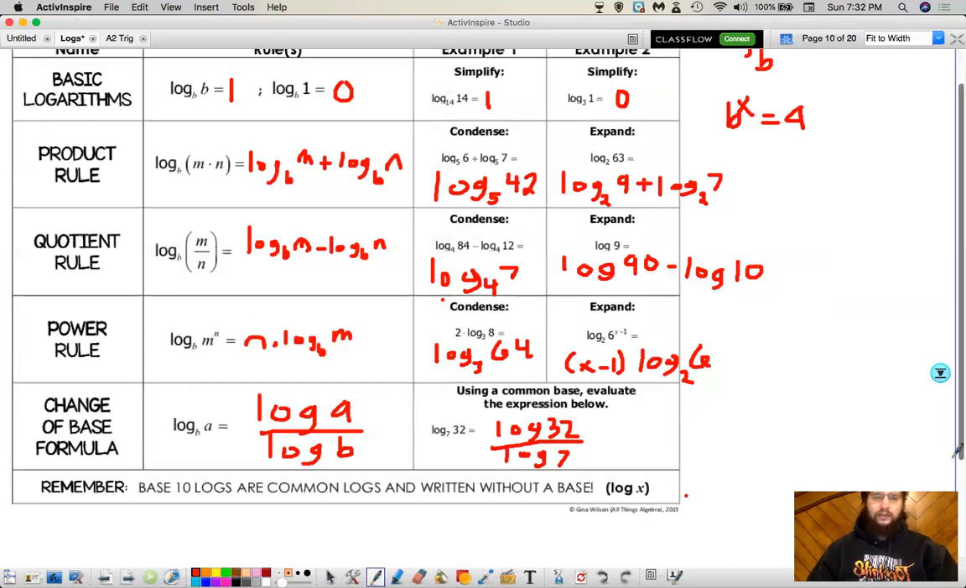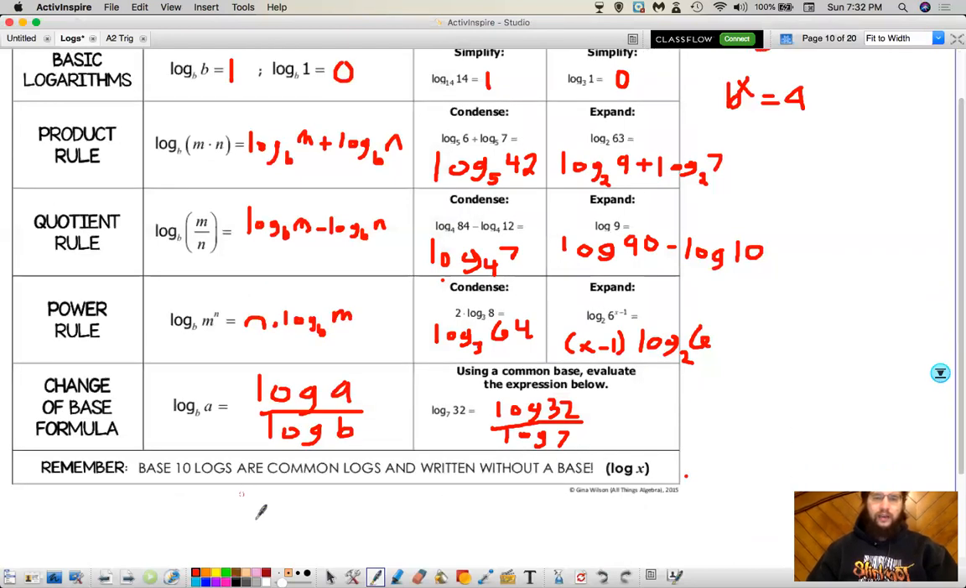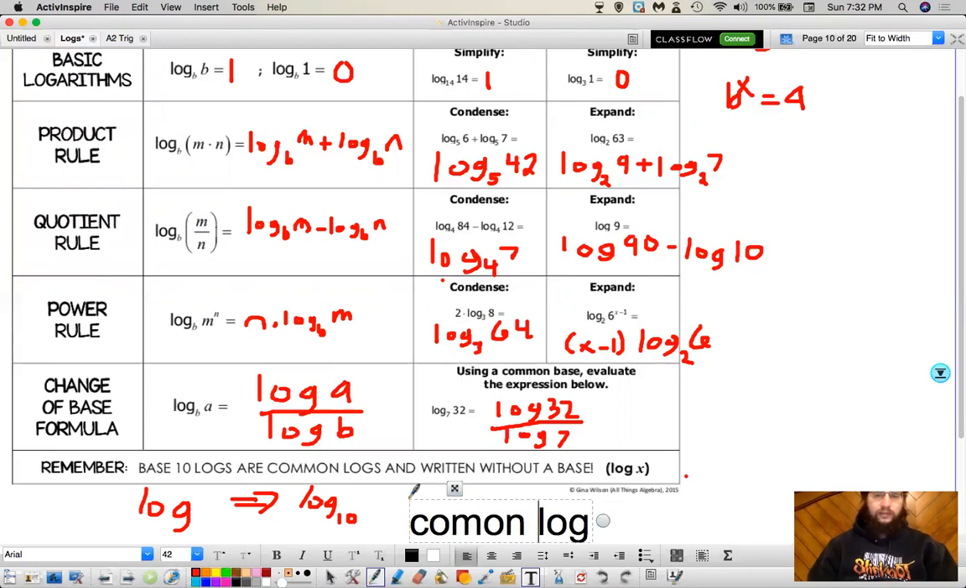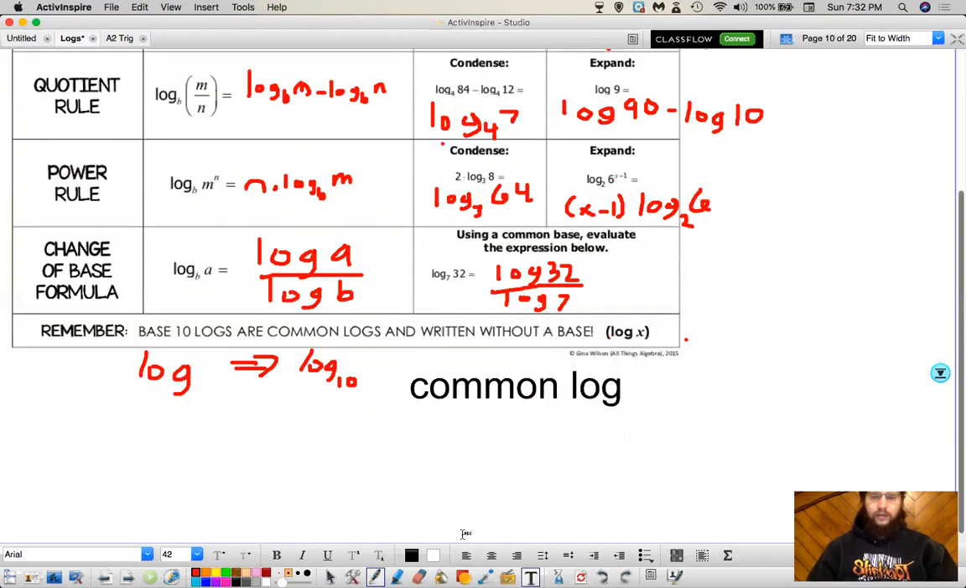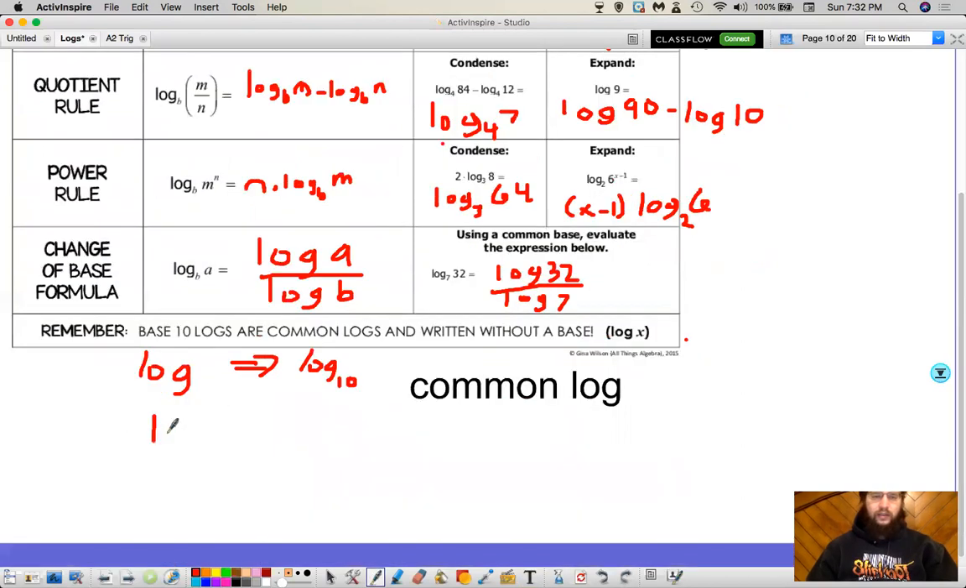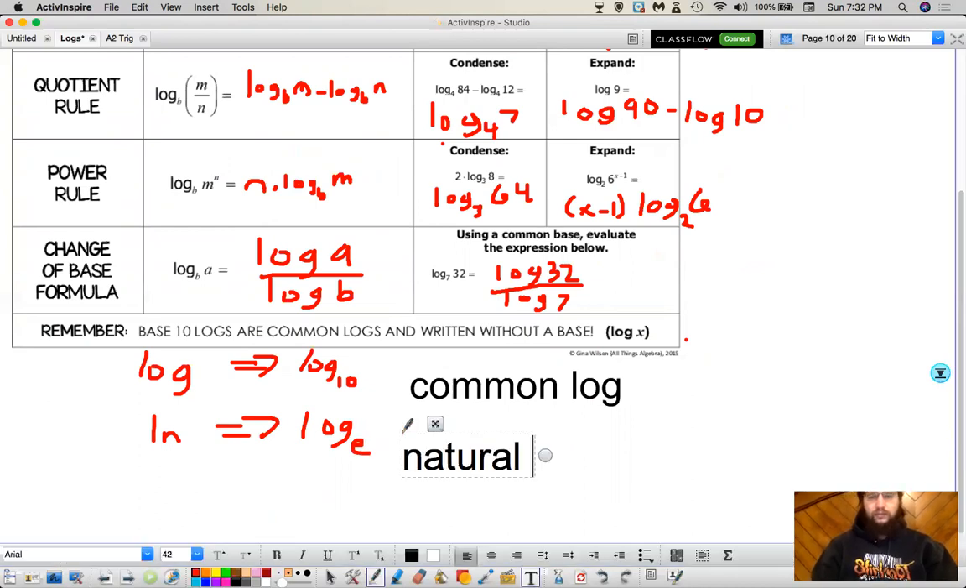Two special bases: log base 10 is the common log, write it like this. There's a base of 10, called the common log. That's spelled correctly. The other one I told you about, ln, that's log with a base of e, and that's the natural log. We're not really going to do anything with that in this class. Next year we will.